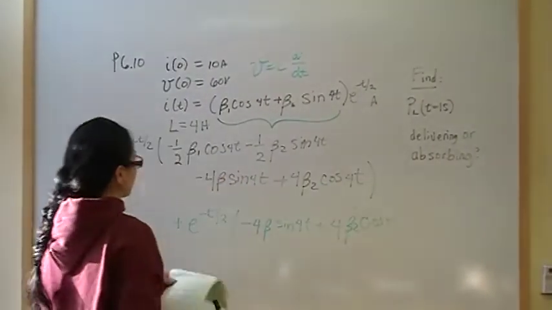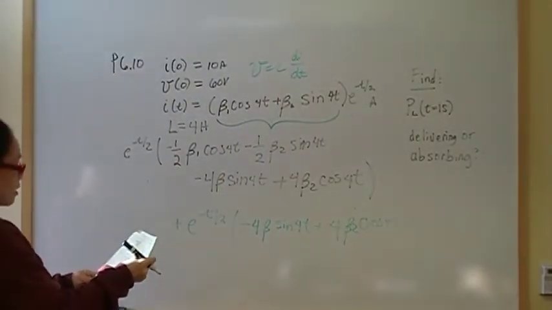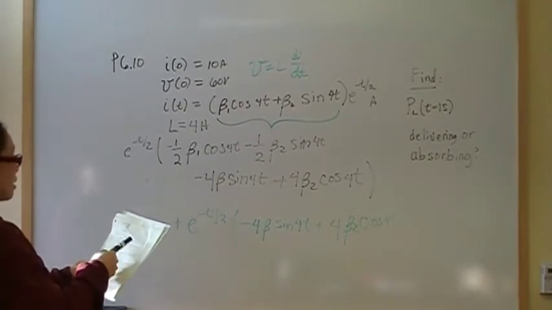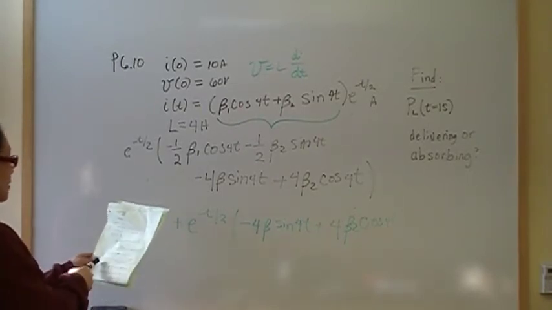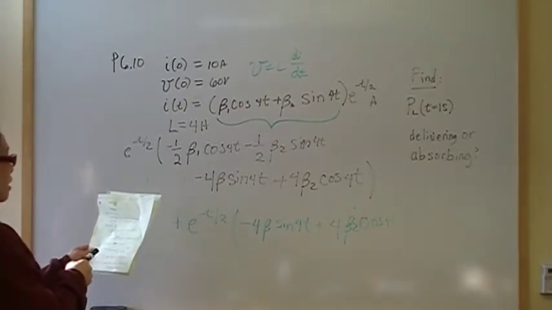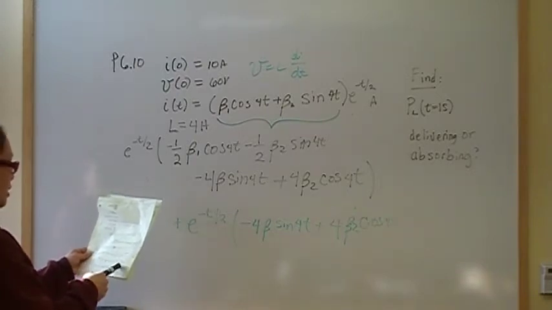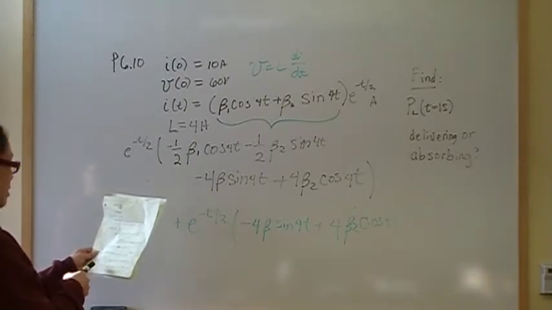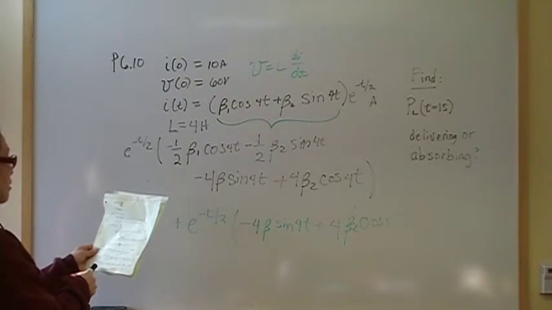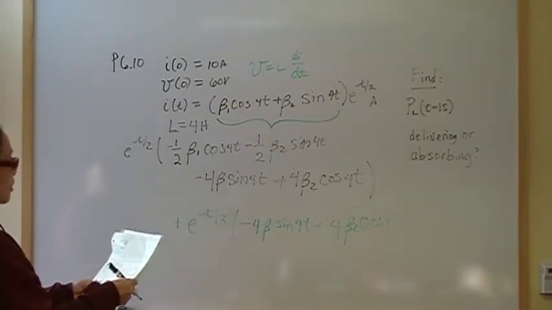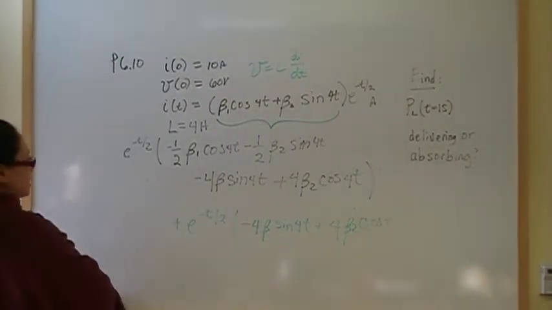And it's easy to make mistakes, and I do make a lot of mistakes when I rush. So let me just make sure it jives with what I had before. Negative 4 beta 1 sine 4t, 4 beta 2 cosine. Okay. Yep. Okay, I don't appear to see any silly mistakes.